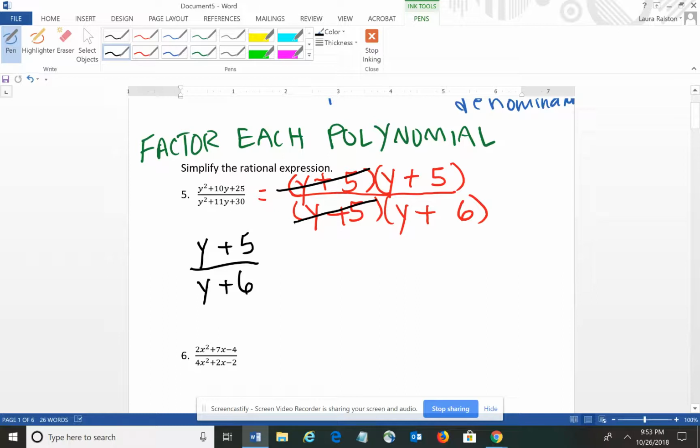Now, honestly, guys, this is just like if you had the fraction 3/6 and I asked you to simplify it, most of you know that it would simplify to 1/2. It's the same idea, but we're doing it with polynomials.